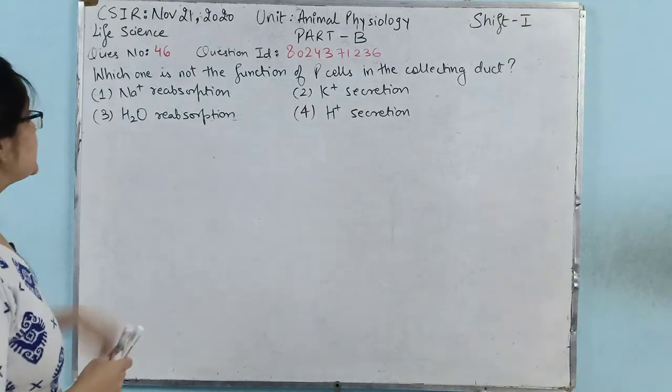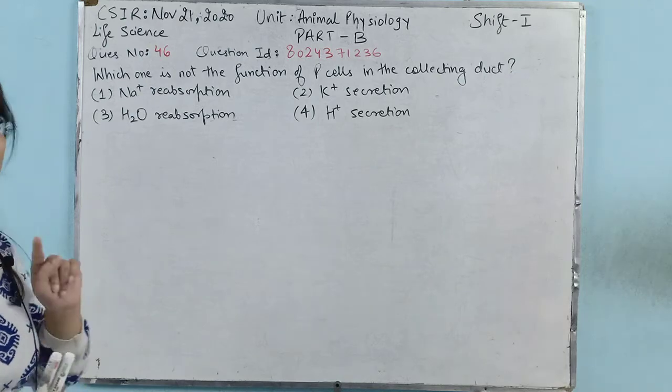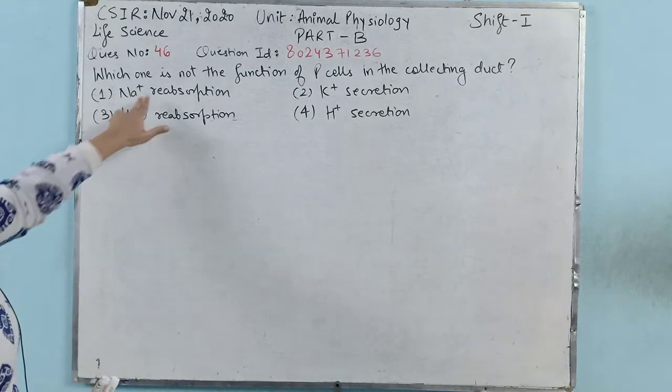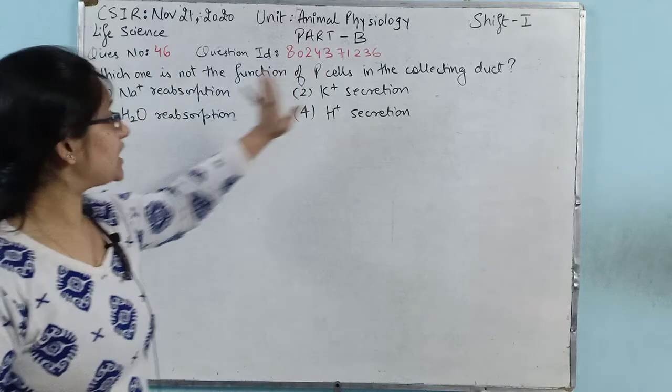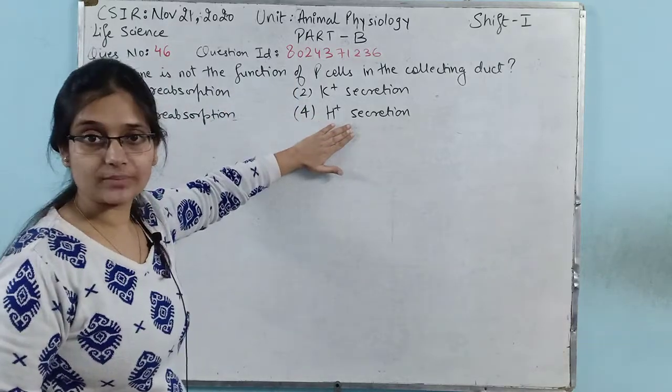The next question is question 46. Which one is not the function of P cells in the collecting duct? Options are sodium reabsorption, potassium secretion, water reabsorption and proton secretion.